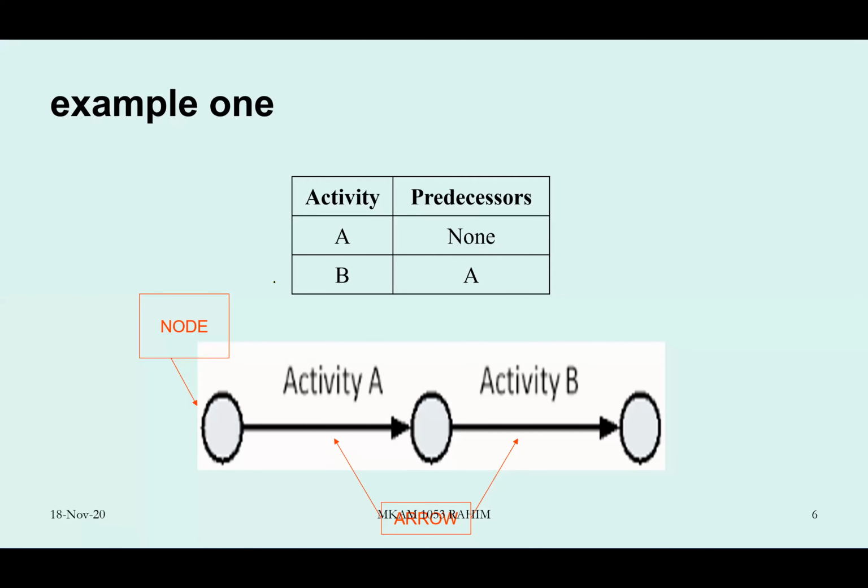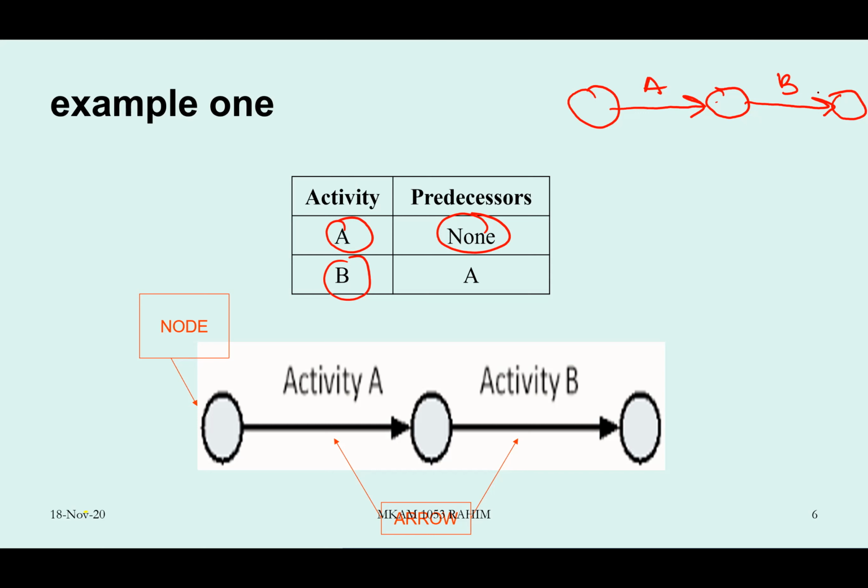Okay, example. Activity A and activity B. For an AOA diagram, how do you draw it? Always we start with one node, then an arrowhead, closing with another node. This is an activity. Then activity B. If you read this listing, activity A is the one that comes first because it has no predecessor. And then B will come later on. Okay. B will be after A. So that's how you draw the activities.